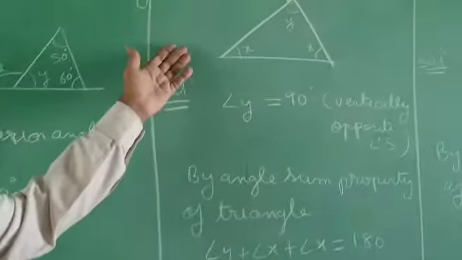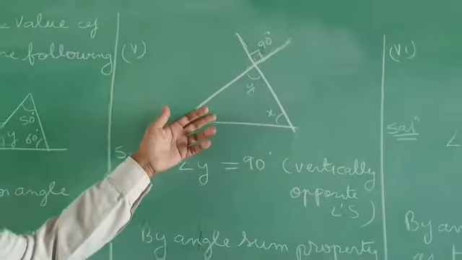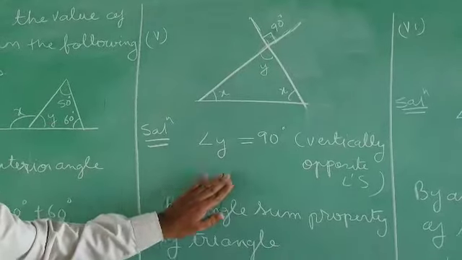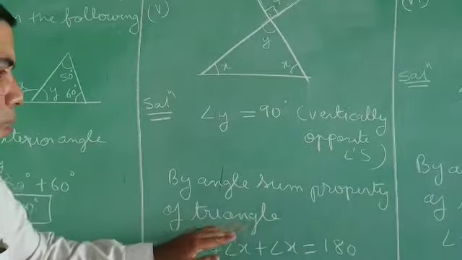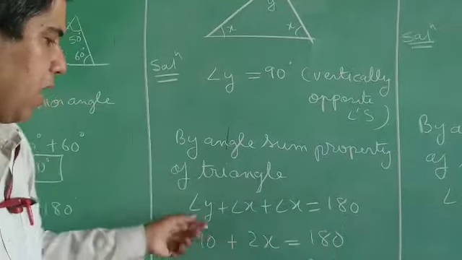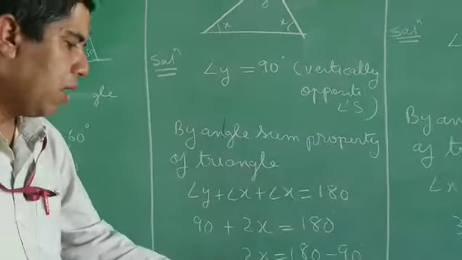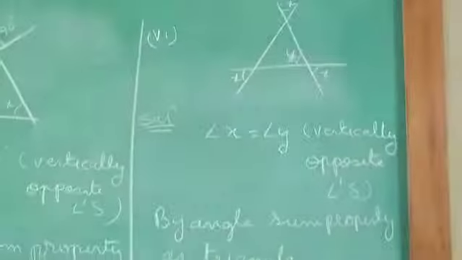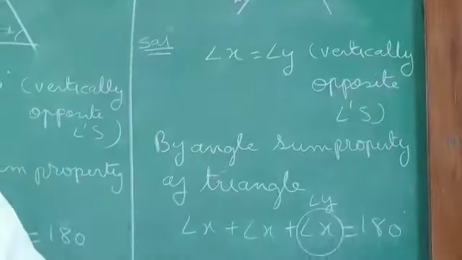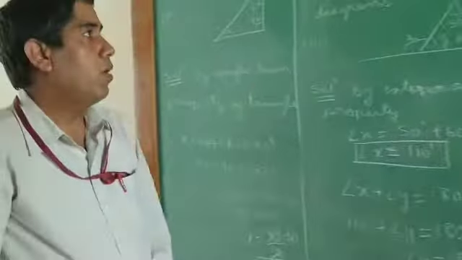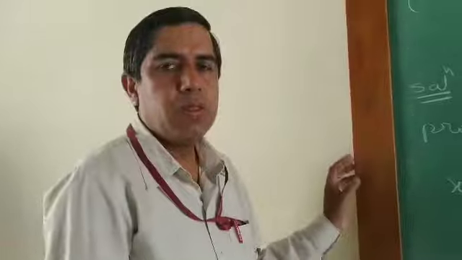Now here in part 5, again it is similar to this. I got y equal to 90 degrees, and by the angle sum property of a triangle, angle y plus angle x equal to 180. I kept the value of y here as 90, and I got x equal to 45 degrees. Here in the same way, I got the answer x equal to 60 degrees. And this exercise completes over here. I complete my discussion over this topic here.